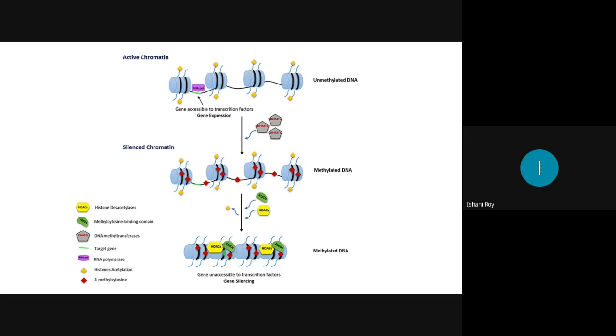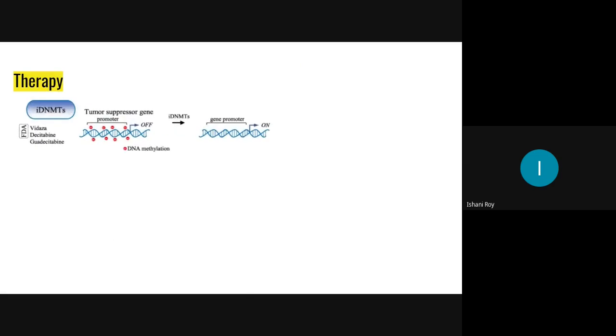So now we know what DNMTs and HDACs do. So how do you think these inhibitors could work? What do you think the inhibitors would do to these enzymes? So, take a look at this picture.